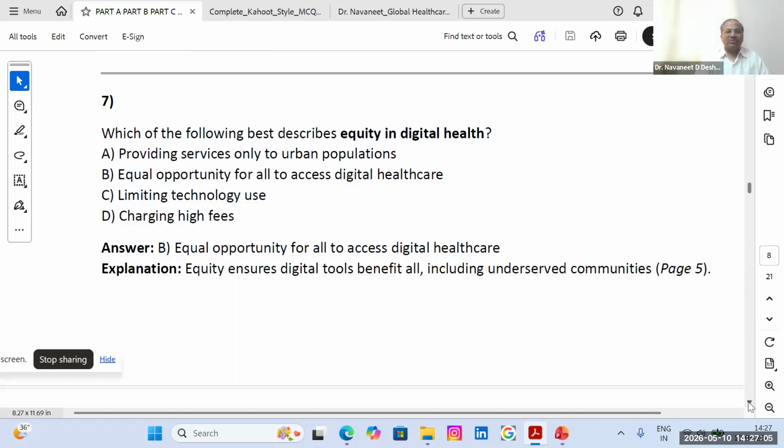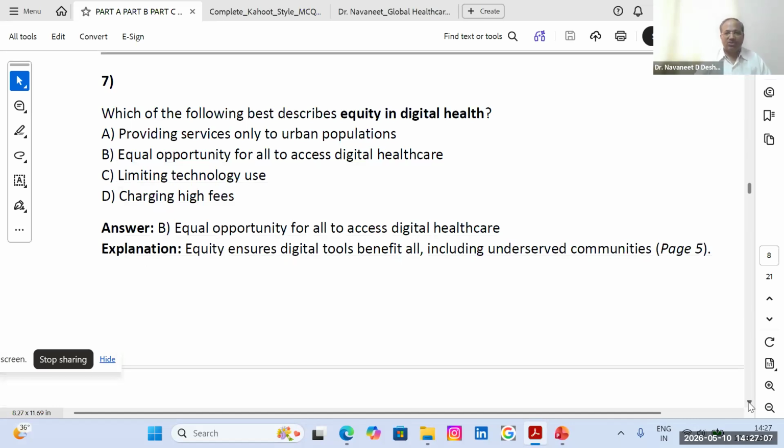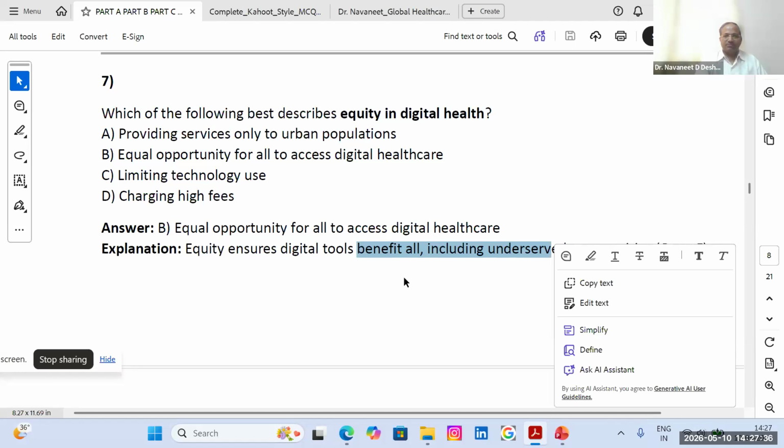Let's now move on to question number 7. Which of the following best describes equity in digital health? A. Providing services only to urban populations. B. Equal opportunity for all to access digital healthcare. C. Limiting technology use. And D. Charging high fees. The correct answer is B. Equal opportunity for all to access digital healthcare, because equity ensures digital tool benefits all, including underserved communities.